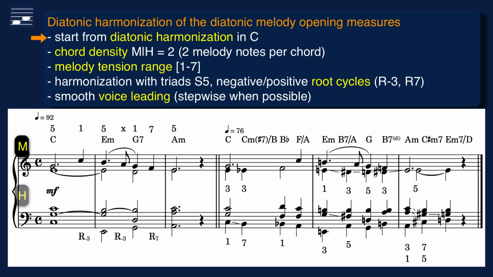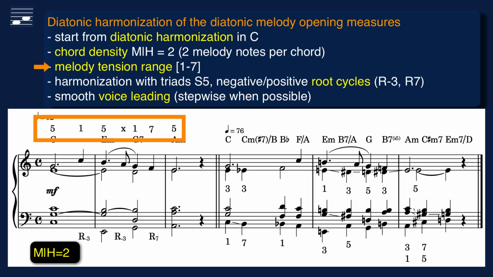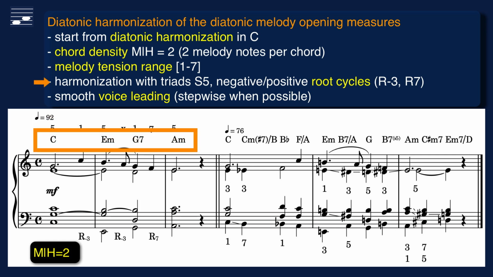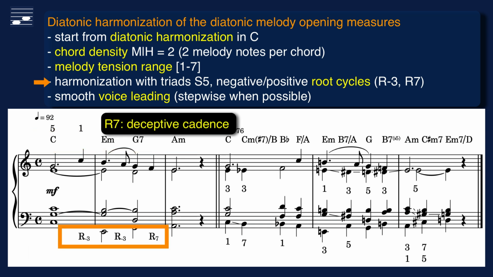Here are the opening measures with a 4-part diatonic harmonization in C on the left. The chord density is 2, that is, 2 melody notes per chord. The melody chordal functions are shown at the top. The tension range is between root and 7. I used triads only in the diatonic harmonization, with 2 negative and 1 positive root cycle.